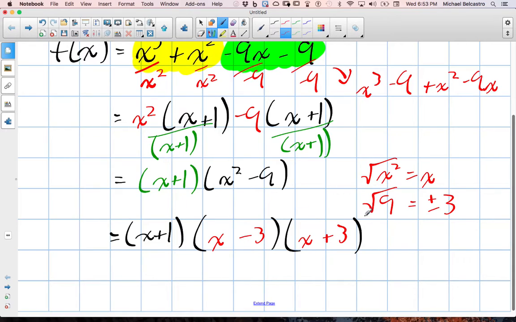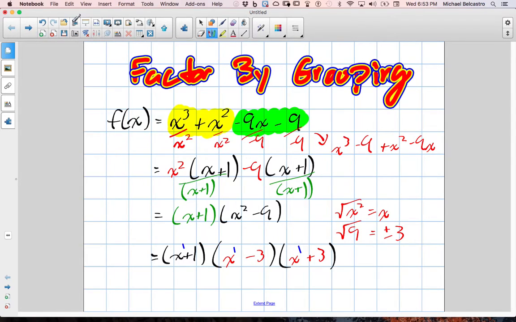And now this is set with binomials where our variable is to the power of 1. So that would be the factored form. The very first thing we did was actually the factoring by grouping.